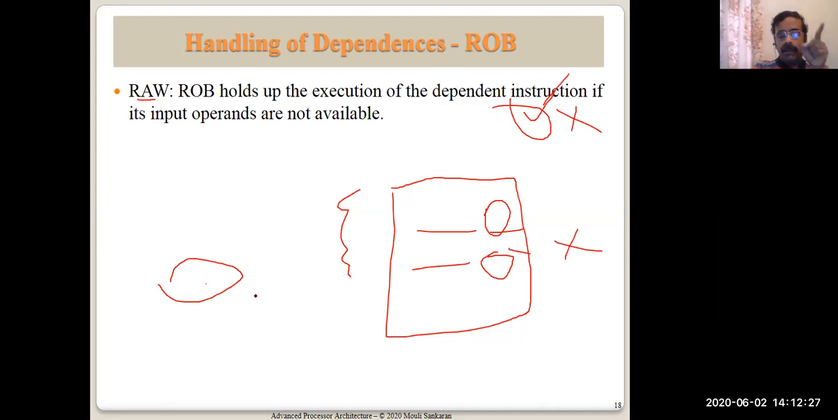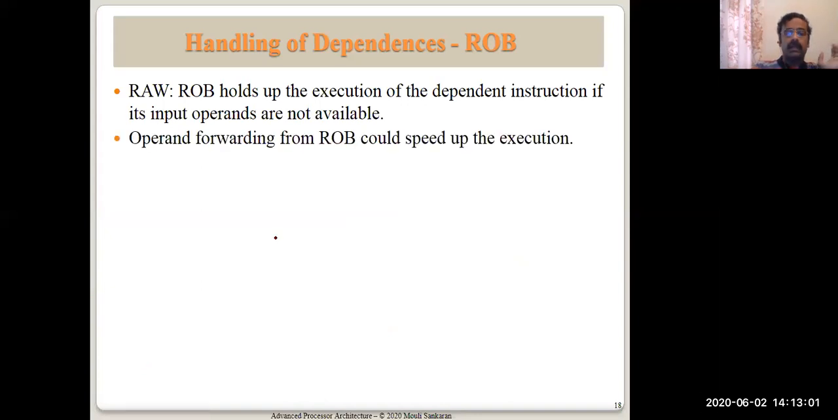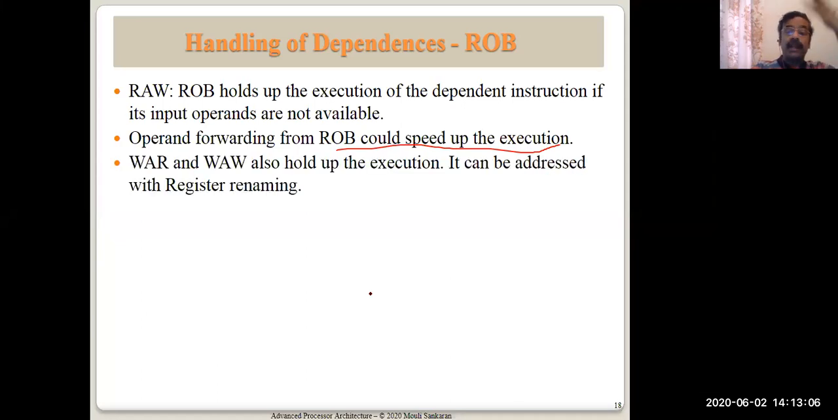Remember, if I am supposed to get it from an instruction in ROB which has not completed execution, I cannot go to the register set and take the value, which will be a stale, old value, because I am expecting one of the instructions prior to me to compute the value I need as an operand. If I don't have it from ROB, it means that it is not yet over. I cannot proceed further, so that instruction has to be stalled. That means it will be waiting for the operand to be available. Operand forwarding from ROB could speed up the execution. You don't have to wait for the write back.